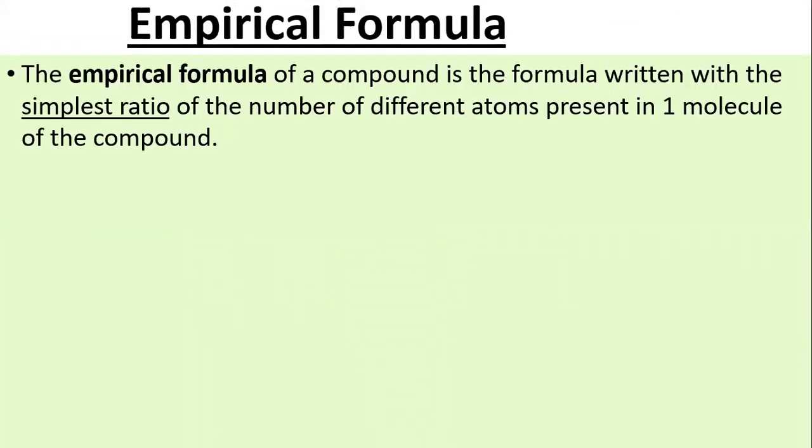See, the empirical formula is the formula which is written in the simplest ratio of the number of different atoms present in one molecule of the compound. That is said to be an empirical formula. Okay. Here we are writing it in a simplest ratio form. Let us take one example which will give you a better understanding.